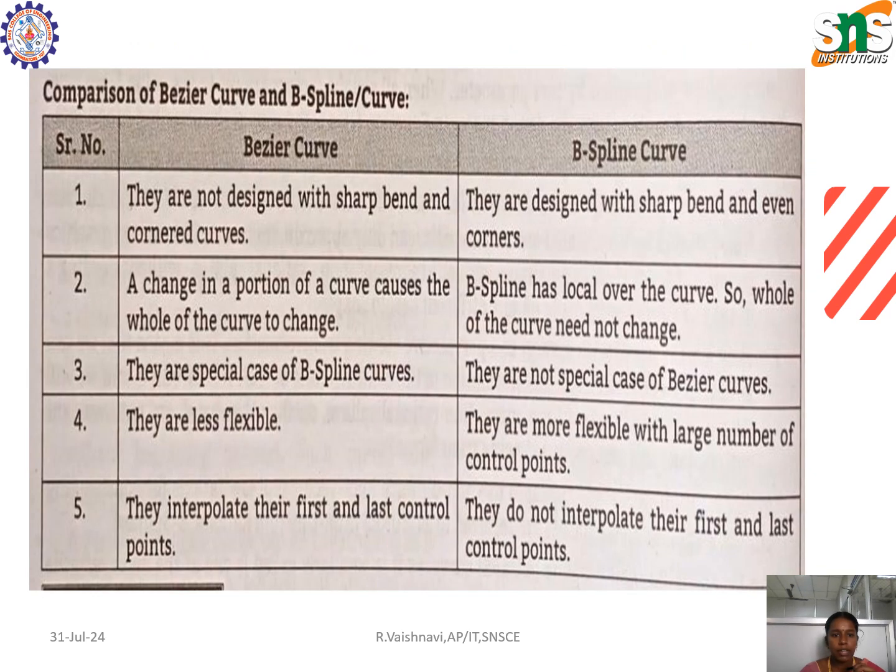Next, here we have the comparison of the Bezier curve and the B-spline curve. Bezier curves are not designed with sharp blends and even corners, whereas B-spline curves are designed with sharp blends and even corners. Bezier curves are less flexible. The B-spline is more flexible with a large number of control points. Here we have some of the comparisons.